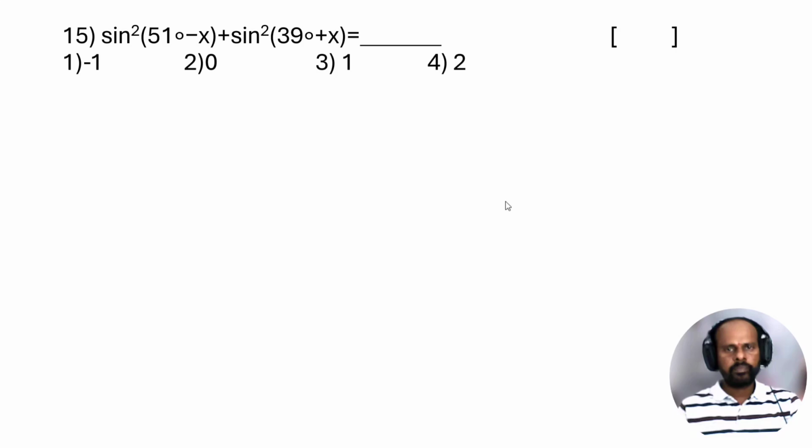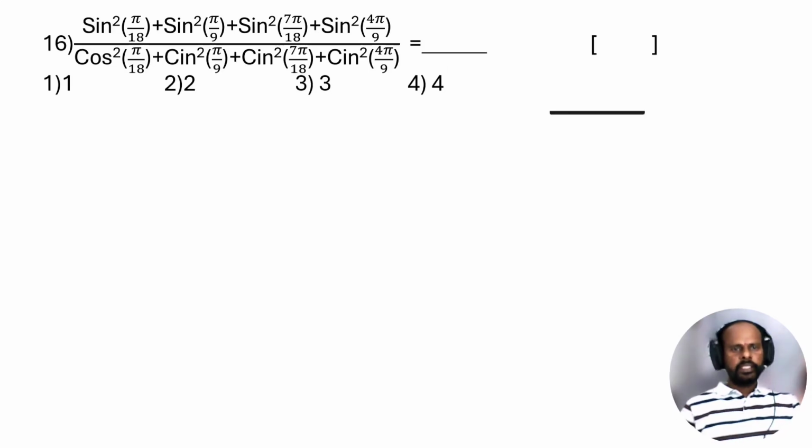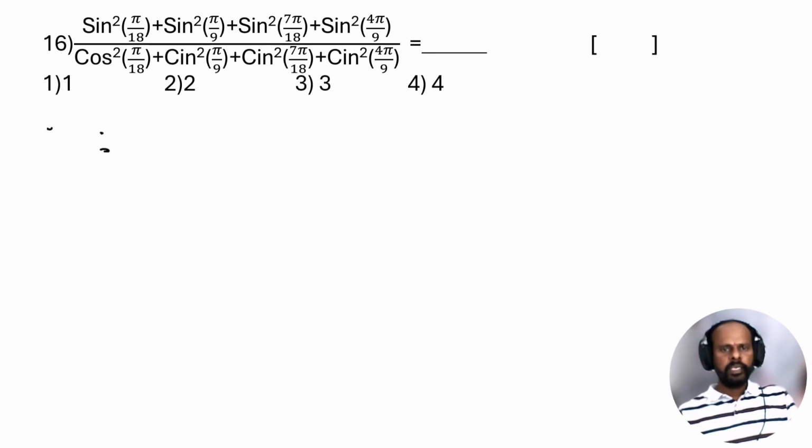So question is given that sine square pi by 18 plus sine square pi by 9 plus sine square 7 pi by 18 and plus sine square 4 pi by 9. In the same way, in the denominator also we have the same terms, that is pi by 18, pi by 9, 7 pi by 18, 4 pi by 9.